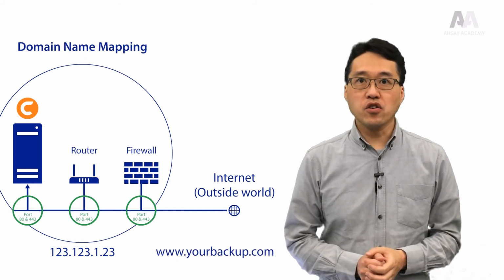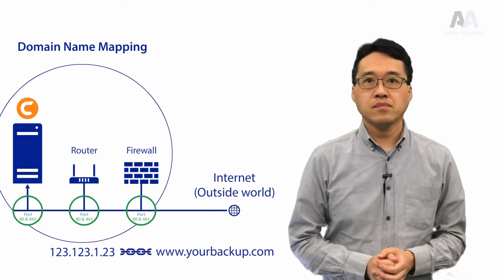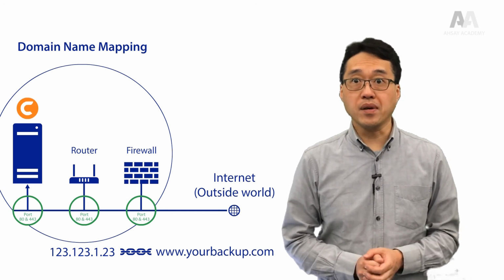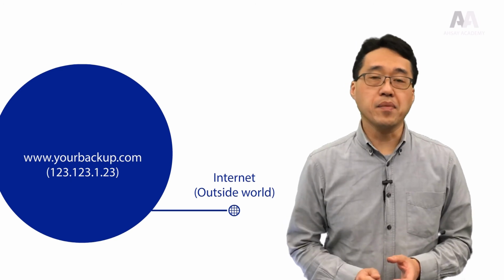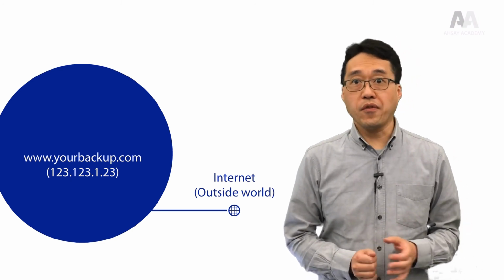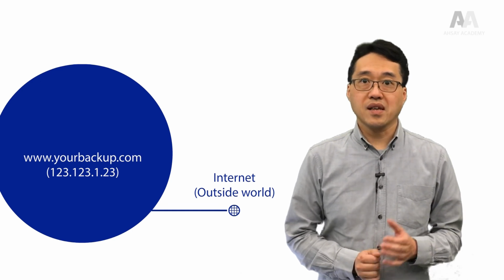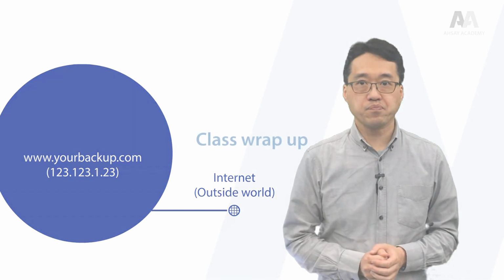Second, your domain URL should be mapped to the fixed public IP of your backup server. An IP address is not easy for your customers to remember, as it is composed of numbers. Make sure your easy-to-remember domain URL is mapped to the fixed public IP of your backup server so that your customers can access your backup server by just typing the URL.